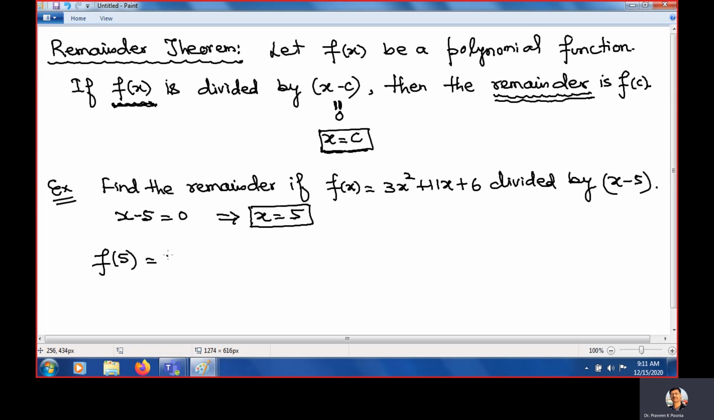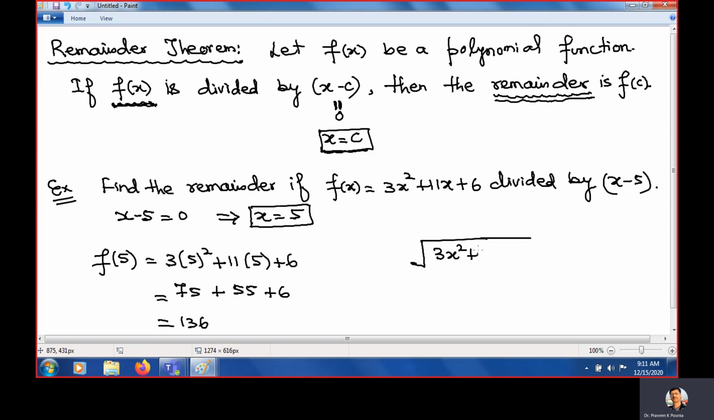f(5) is 3 times 5 power 2 plus 11 into 5 plus 6. So 5 power 2 is 25, 25 times 3 is 75, 11 times 5 is 55, and plus 6. If you add them, it is 136. Clear? So if you divide 3x power 2 plus 11x plus 6 by x minus 5, the remainder will be 136.